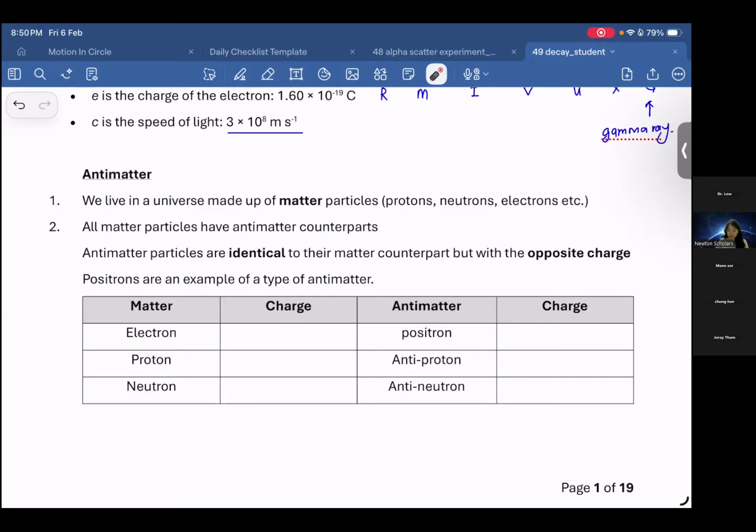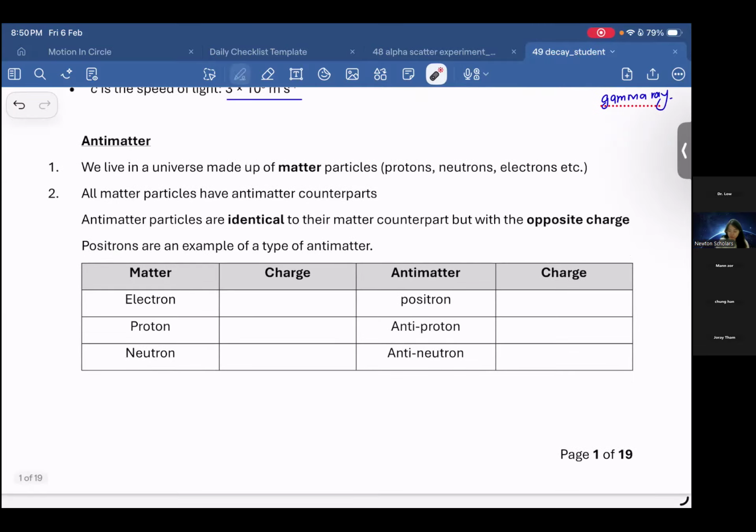Okay, what does it mean? We look at here. Electron, what is the charge? Negative e, am I right? Negative e. So their antimatter is called a positron. It will also have the same magnitude of charge, so it's also e, but the charge is in the opposite direction. So just now it was negative, now it becomes positive.